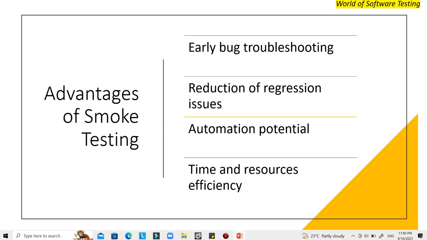The next is time and resources efficiency. Smoke testing verifies the stability of the delivered build to avoid any QA efforts that may otherwise be wasted. At every unstable build we perform smoke testing. Hence, if the smoke testing fails, we as QA are not going to do any further testing on that particular application.